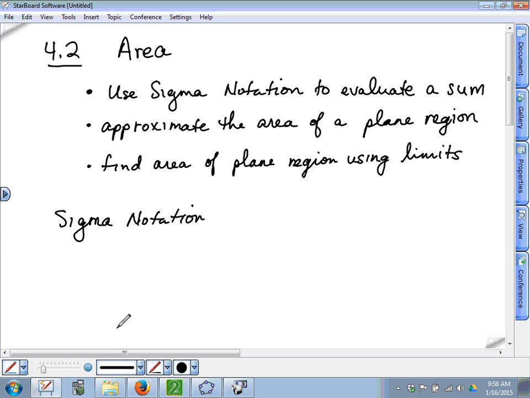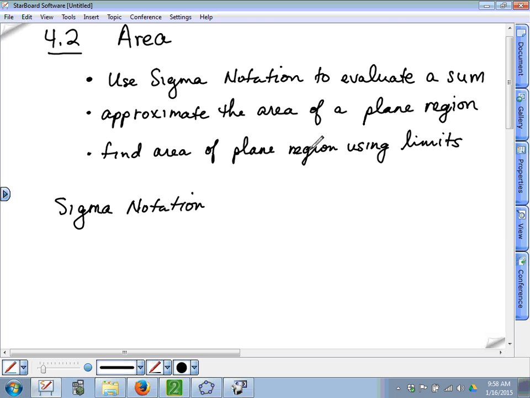Yep, that's our last objective there. That's a great connection. Do you remember how crappy it was to find the derivative using the limit process? It was f of x plus delta x minus f of x over delta x as delta x approaches zero. So anyway, it's kind of similar. That's what this objective is: find the area of a plane region using limits.